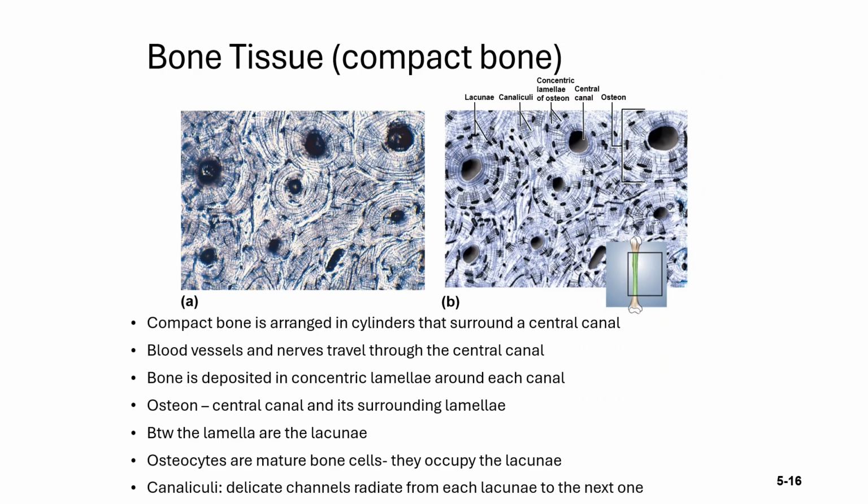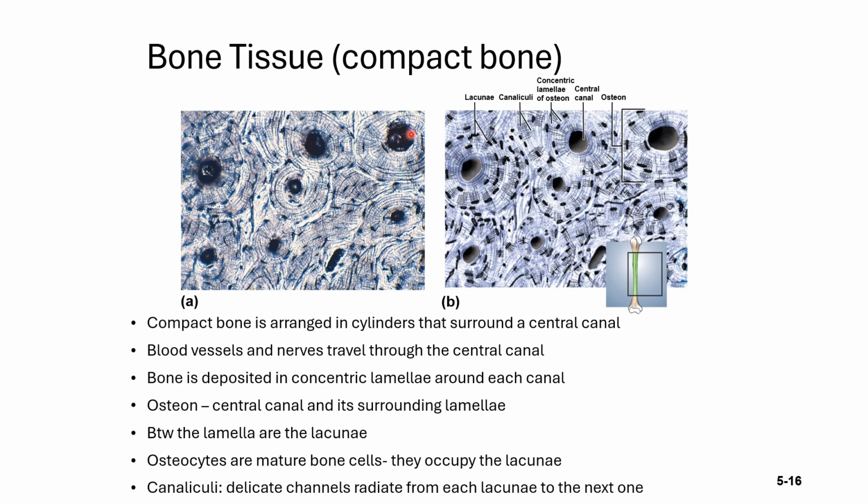If you look at the microscopic section of bone tissue, you see that there is a central canal, and it's surrounded by concentric circles of bone, which is called a lamella. And the blood vessels and nerves travel through the central canal.